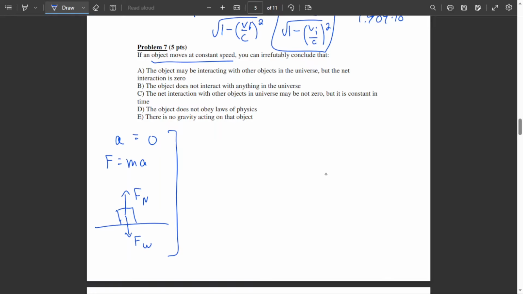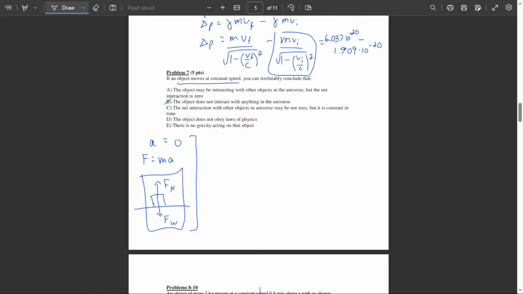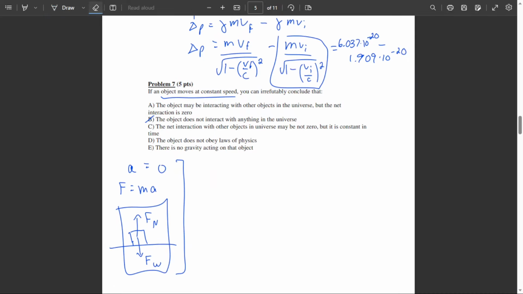If we look at the other multiple choice answers, B, the object does not interact with anything in the universe. This is false, just like the example we put down here. There could still be forces acting on our object, but they just have to cancel out and equal 0. So B is false. C, the net interaction with other objects in the universe may not be 0, but it is constant in time. This is false because it says it may not be 0. The net interaction, the net force, has to be 0 in order for the acceleration to be 0. So C is false.